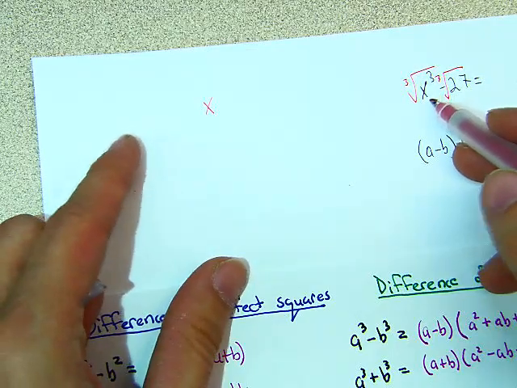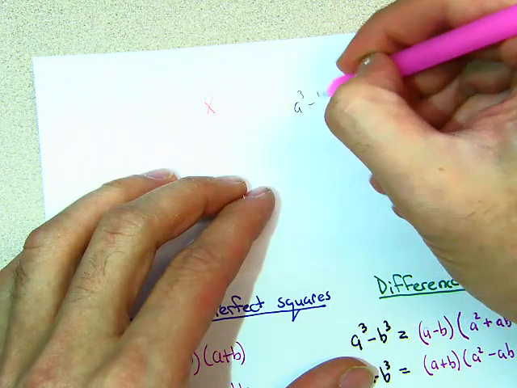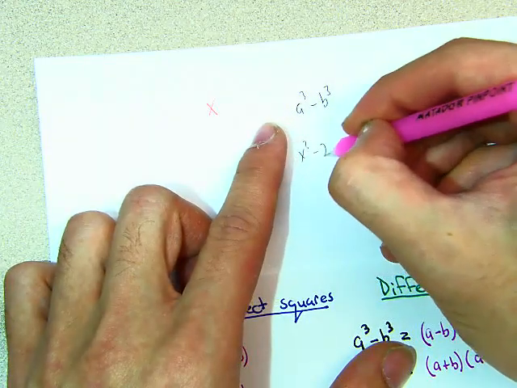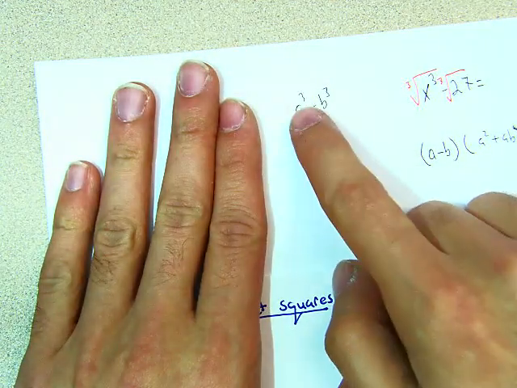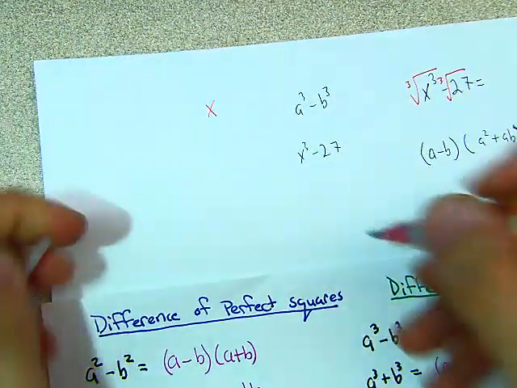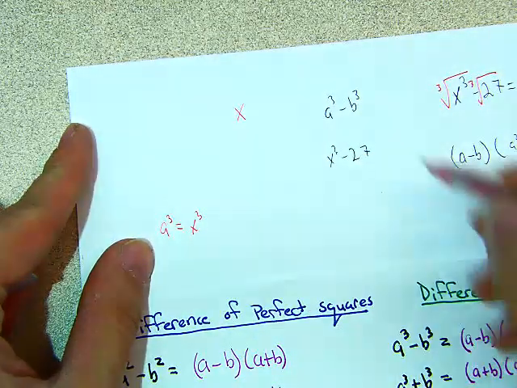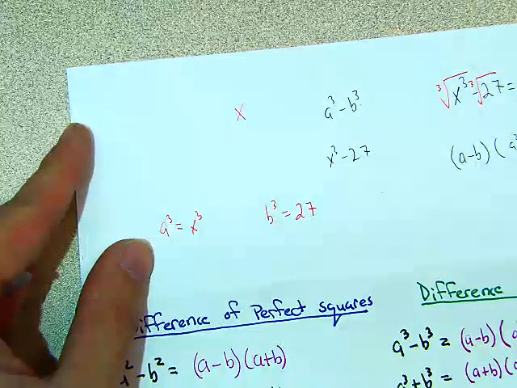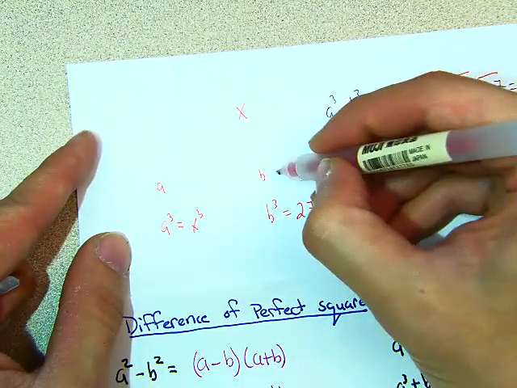Remember, we have a cubed minus b cubed, and the problem is x cubed minus 27. So let's actually solve it right now. We want this format. We want to see what a will be here. If a cubed is equal to x cubed, and b cubed is 27, how do you figure out what a is? How do you figure out what b is?